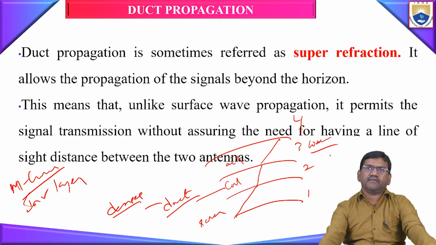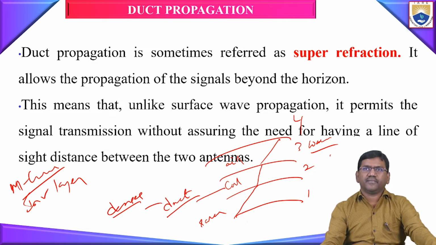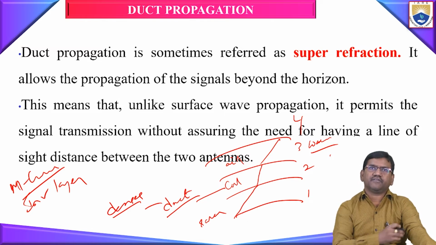So here the ray is traveling from 1 to 2. One refraction is taking place from the rarer medium to the denser medium. And from 2 to 3, another refraction is going to take place. Why? Because the ray is again traveling from the denser medium to the rarer medium, from the cool area to the warm area. Hence, multiple refractions are going to take place, and hence the name super refraction is given.